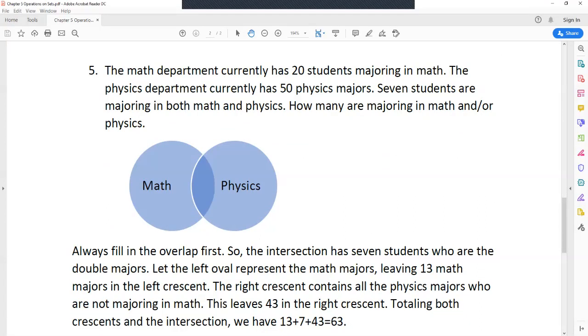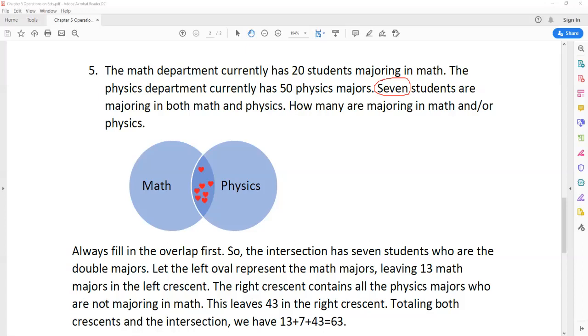So let's see what we have here. Whenever I solve Venn diagram problems, I like to get the most bang for the buck that I can. So I start with the area that has the most overlap. Fortunately, we only have 2 circles here, and that makes it fairly simple. But notice we have 7 students who are majoring in both math and physics. Double majors. And we'll represent those 7 students here in the overlap.